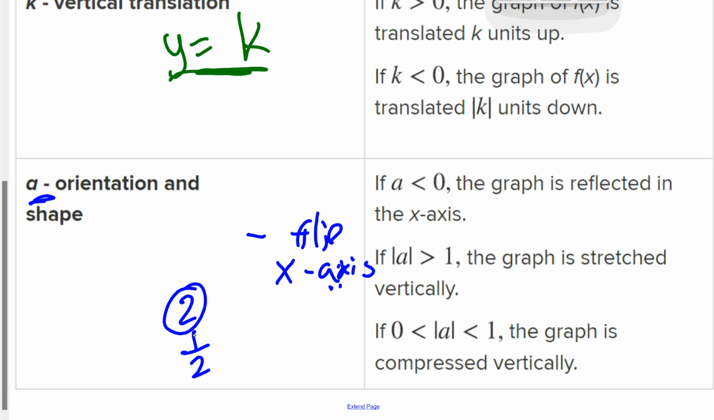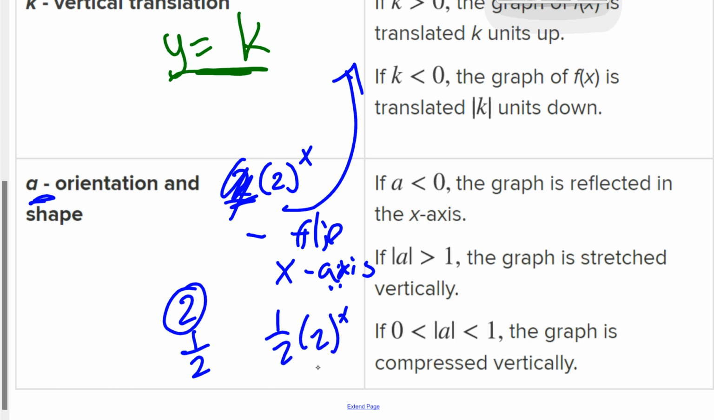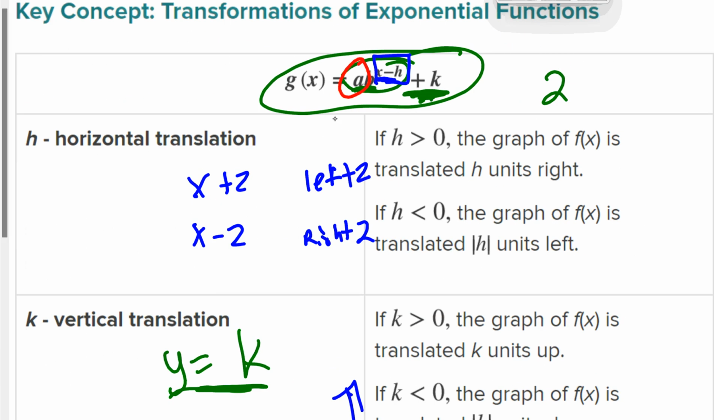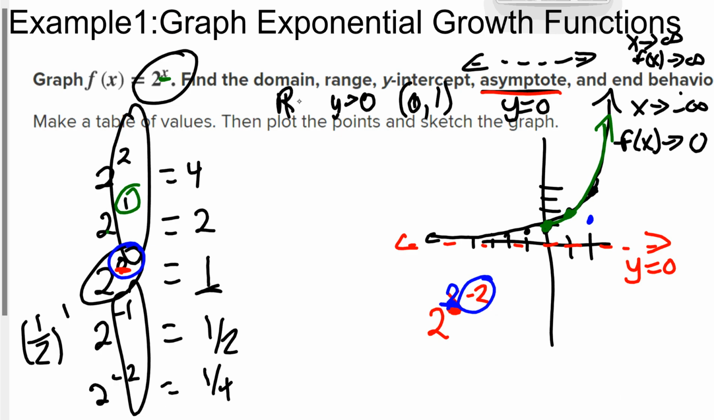So if it's multiplied by 2 out in front, like 2 times 2^x, that 2 in front is going to make it grow faster than without it, right? Or if it's a fraction in front, like 1/2 times 2^x, then that's going to shrink it and make it a little bit wider. Okay, so those are the three things. We have a number out in front: if it's negative, it's going to flip it over the x-axis. If we have a number in the exponent, it's going to move it left and right. The number at the end is going to move it up and down. So that's basically how you graph and then identify the domain, range, y-intercept, asymptote, and end behavior.